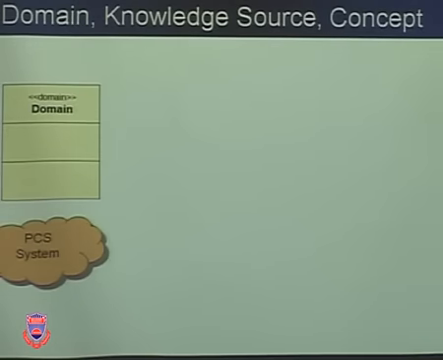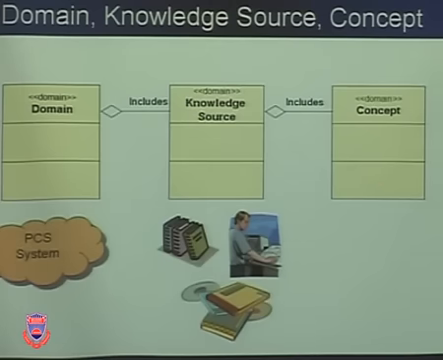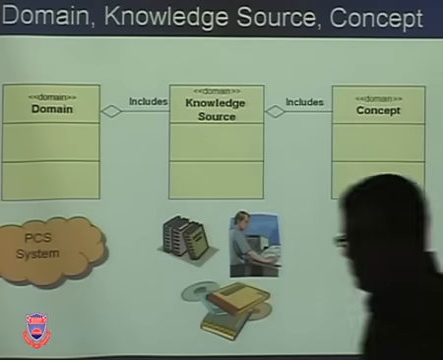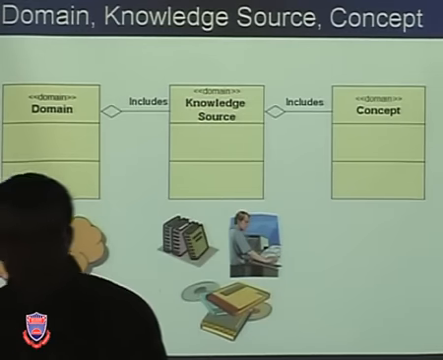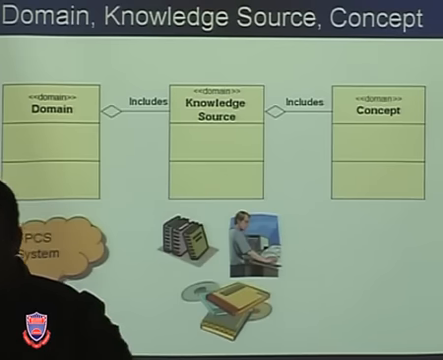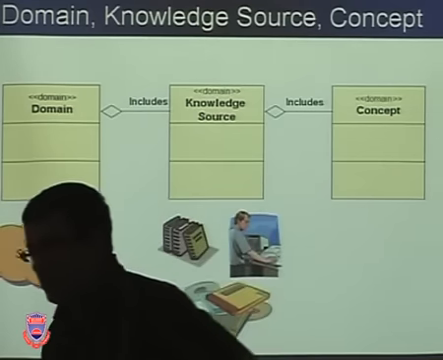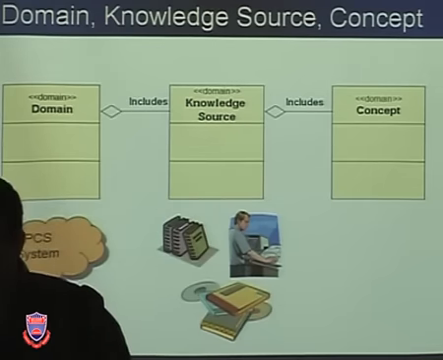Okay, then what's the case now? So we have a domain, this would be the PSC system, which includes knowledge sources, and we try to identify the concepts. So how do we identify concepts? Remember, what's the process for that? We have 10 knowledge sources. How do you call that?